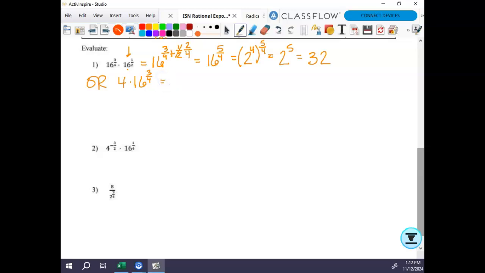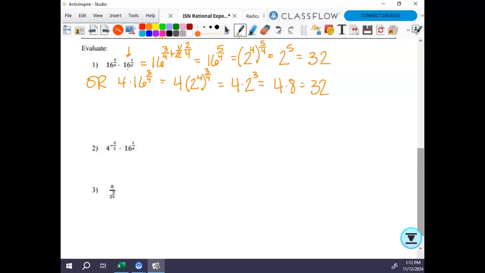Then that could give me 4 times 2 to the 4th power to the 3/4 power. Then 2 to the 4th to the 3/4 is 2 to the 3rd, which is 8. So it's 4 times 2 to the 3rd. I just want to make sure I don't lose anybody on where this stuff came from. 4 times 8, which is 32. Everybody good so far? Questions?